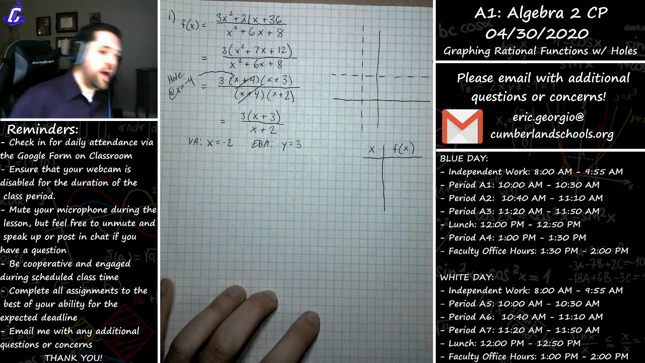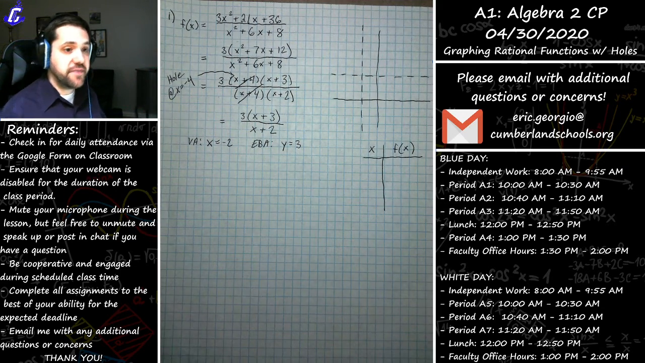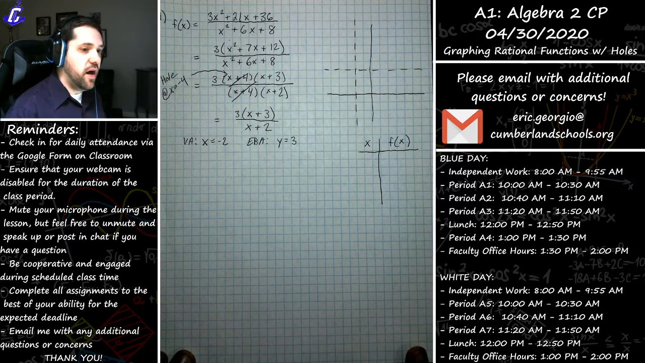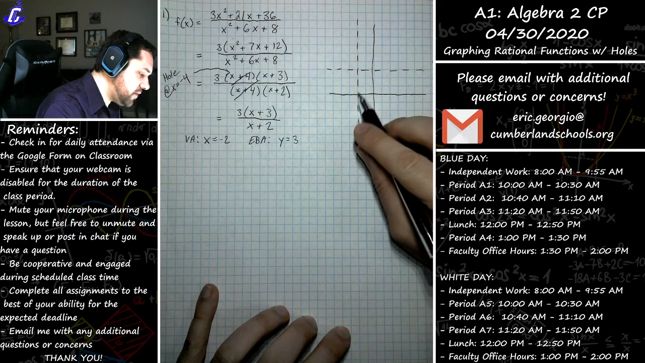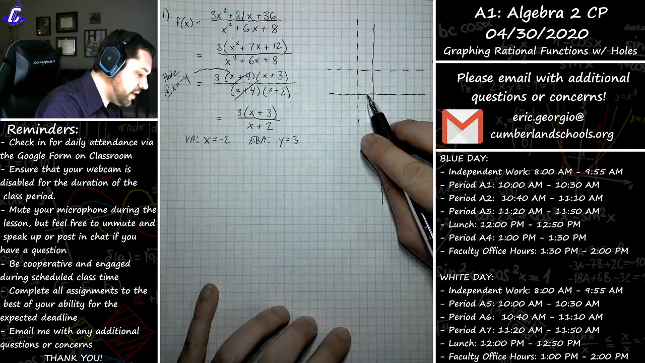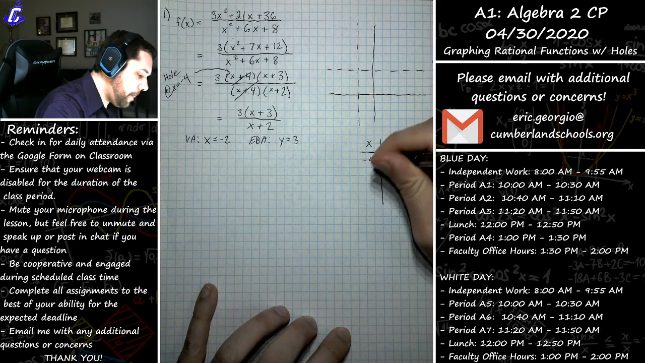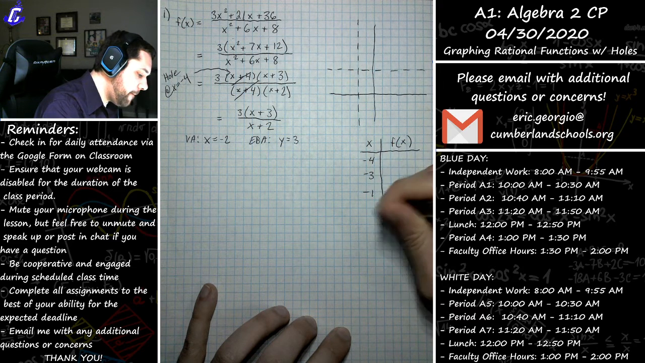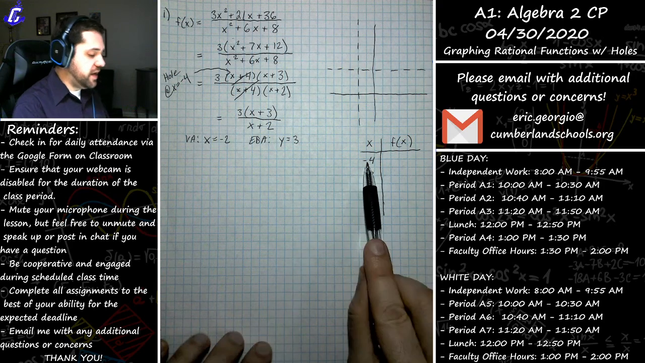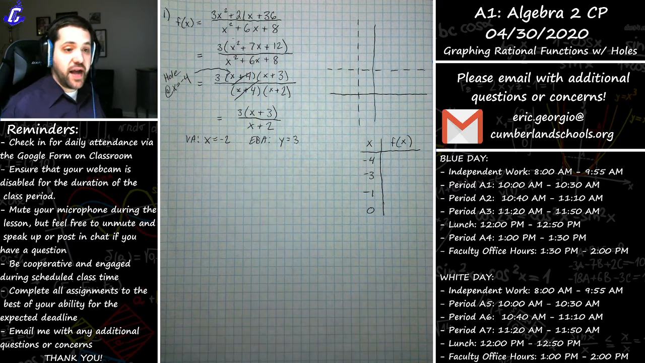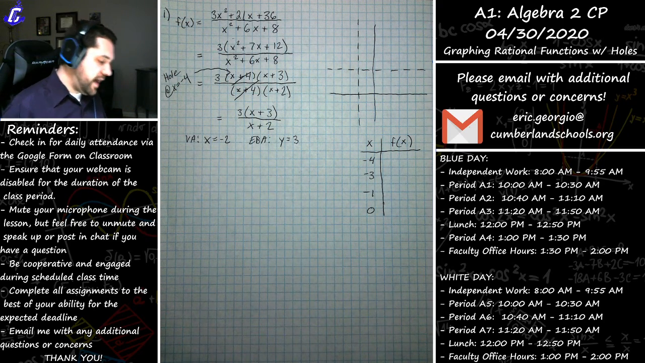Just like before, I want to plug in 2 x coordinates to the left and 2 x coordinates to the right of the vertical asymptote. Here my vertical asymptote is negative 2, so I'm going to plug in negative 4, negative 3, negative 1, and 0. So what we can do is take these values and plug them into the simplified version to find out what we're going to get.